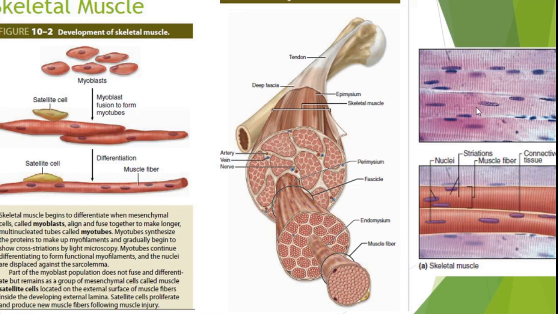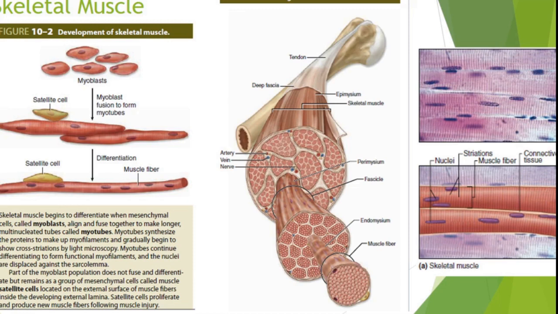So, ito yung itsura ng isang skeletal muscle under the microscope, no? Ito yung mismong itsura ng skeletal muscle. As you can see, meron tayong 4 na muscle fiber. At kung mapapansin natin, halos equal ang kanilang lapad at yung kanilang haba. Okay? So, yan yung mga characteristics ng muscle fiber ng skeletal muscle. Aside from that, it does not branch. The muscle fibers do not branch.